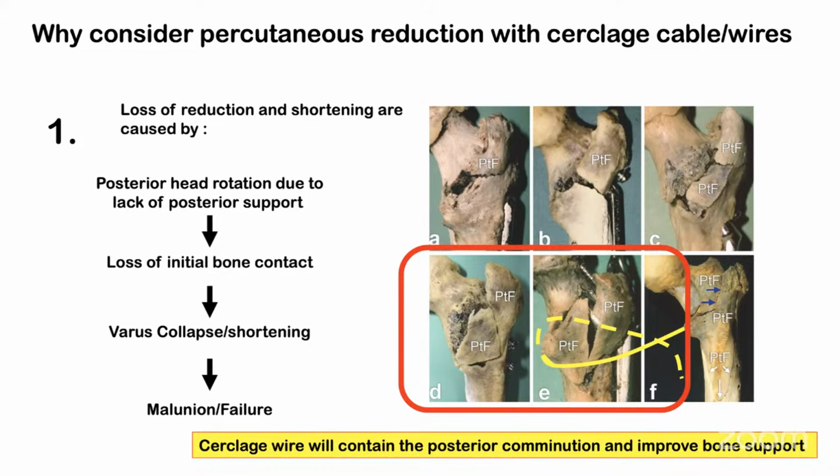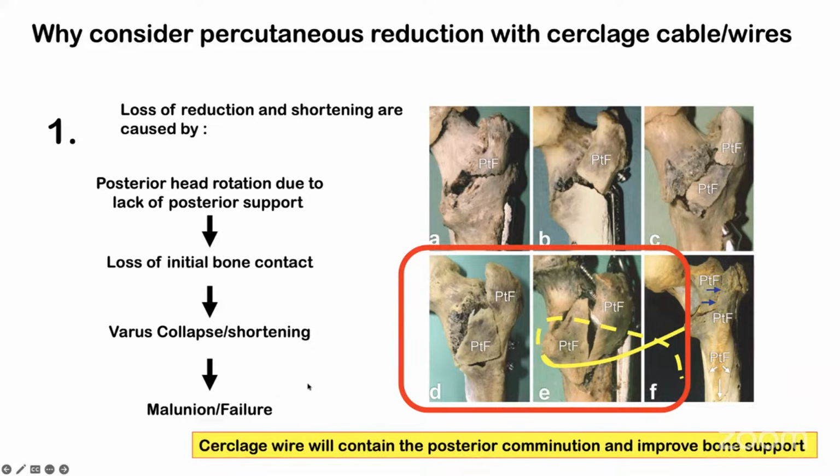Because the loss of reduction and shortening are caused by the posterior head rotation due to lack of posterior support. We now know that there is no posterior hard bone and there is comminution, which is unpredictable. So whenever we fix the implant, it is rotated posteriorly and we get varus. There is a loss of initial bone contact. It will go into varus and shortening, and certainly it will go on to failure.